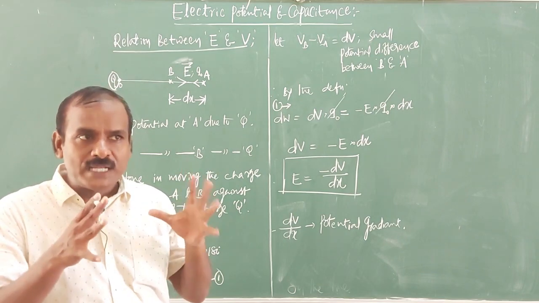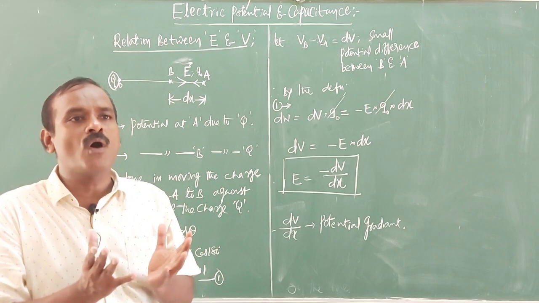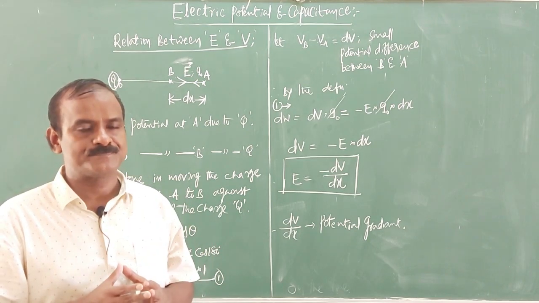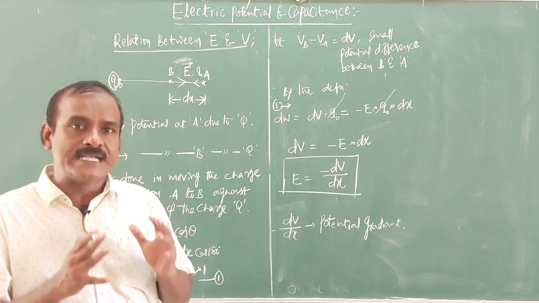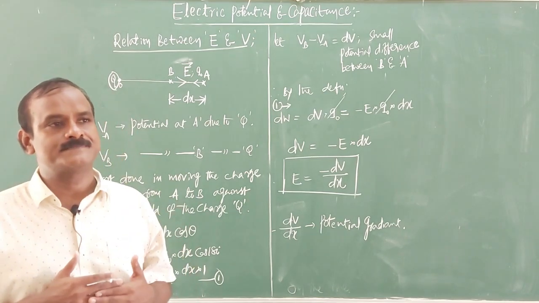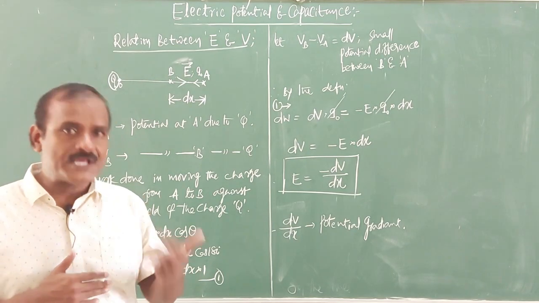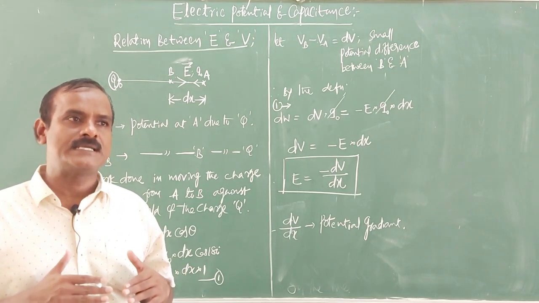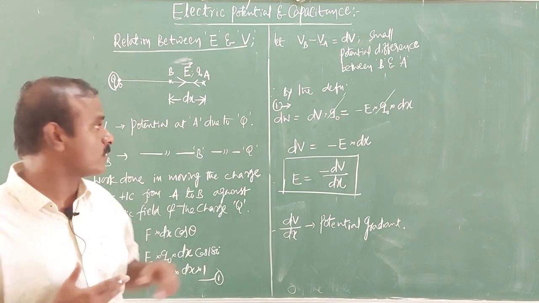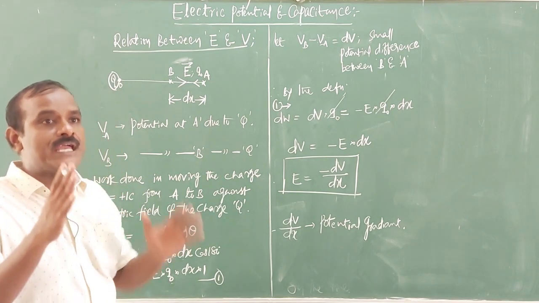A uniform electric field is the one where the field is uniform at all points in that region, meaning the same in magnitude and direction. If the field has different magnitudes or directions or both in a given region, then it is non-uniform. And look, due to a point charge, the field is always non-uniform.